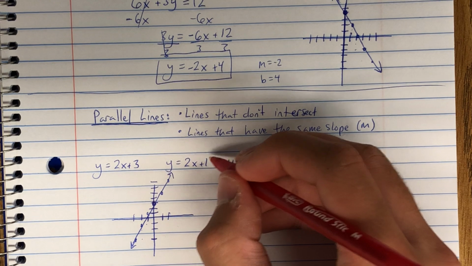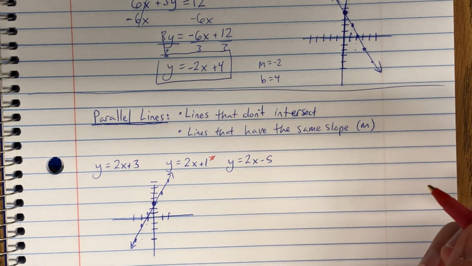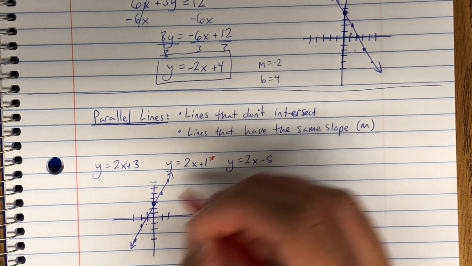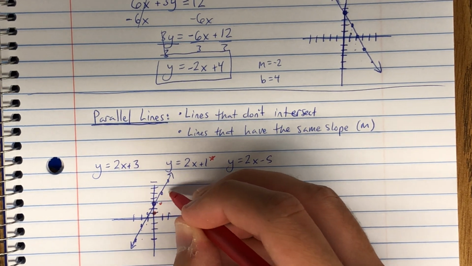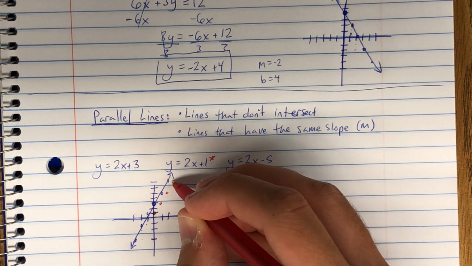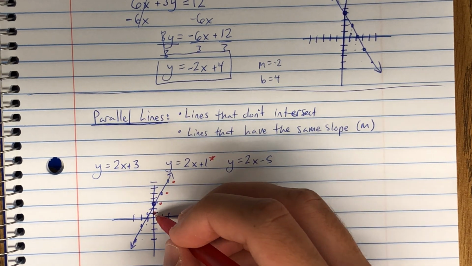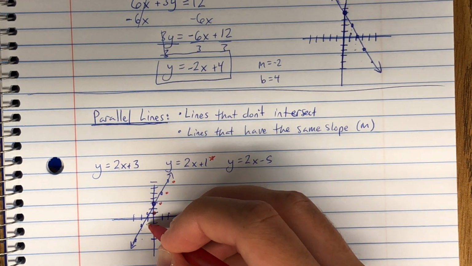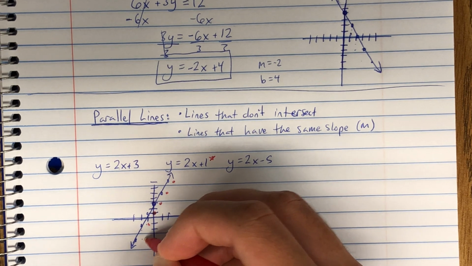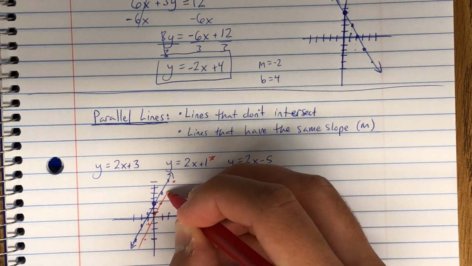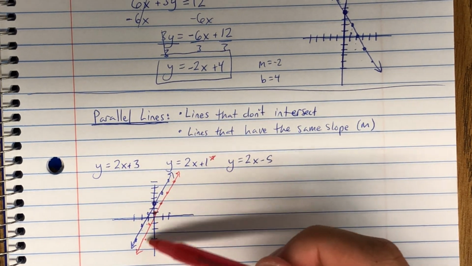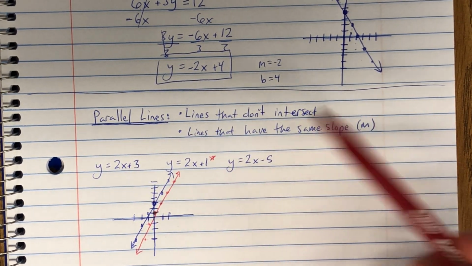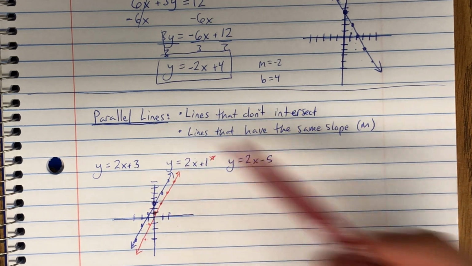Number 2 here, we'll do y equals 2x plus 1. So we have our y-intercept at 1, we go up 2 over 1, up 2 over 1, up 2 over 1, down 2 over 1, down 2 over 1. Obviously my graph's not perfect, but you can see these are two parallel lines. They're not going to intersect, and they do have the same slope.